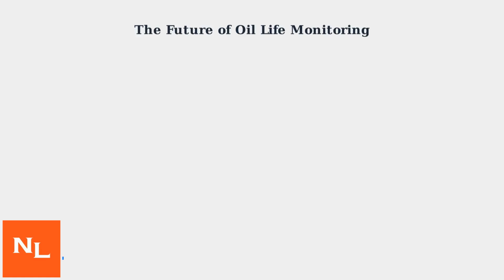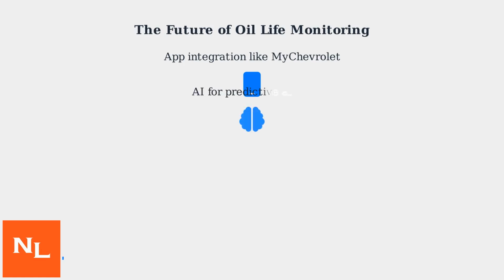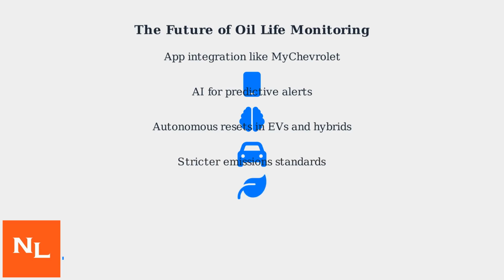Chevrolet is increasingly integrating oil life data with apps like My Chevrolet, allowing for remote monitoring. Future systems may utilize AI for predictive alerts. These may include autonomous resets in electric and hybrid vehicles. Expect stricter emission standards to further refine these systems for optimal fuel efficiency and reduced waste. These advancements have led to a 20 to 30% reduction in unnecessary oil changes.